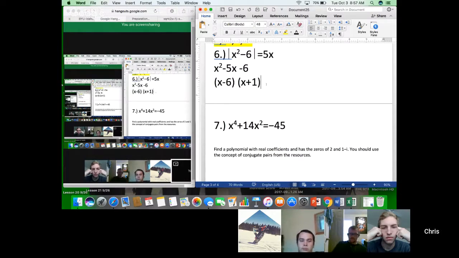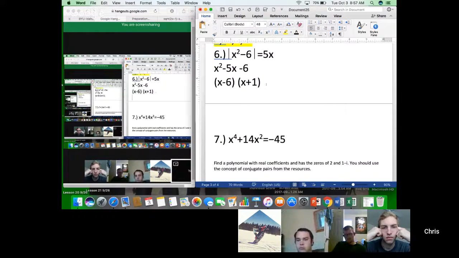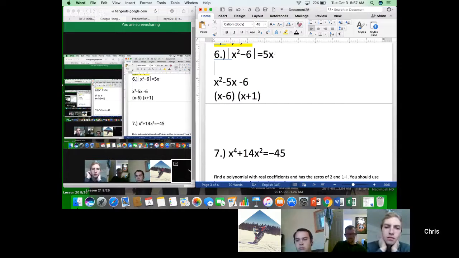X is 6 and negative 1. And then what's the other way? I think we have to do what I was doing before, where it doesn't factor so nicely, and do it that way.